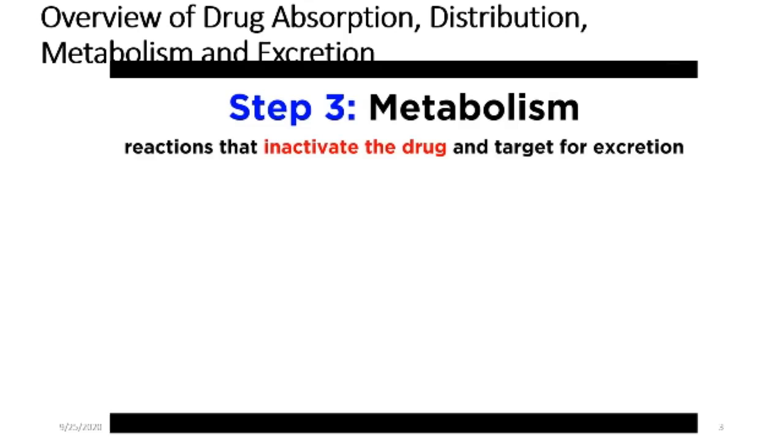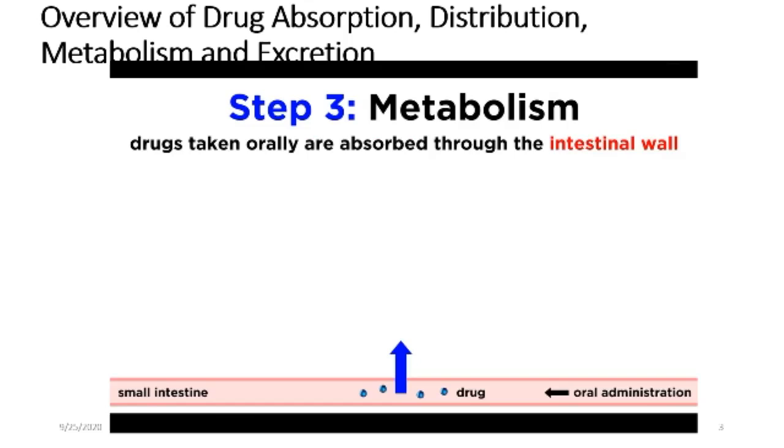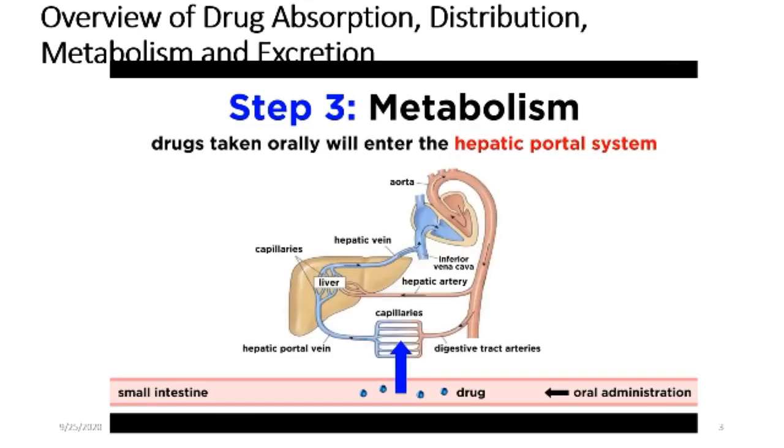This describes any chemical reactions that the drug may participate in, often aimed at inactivating it and targeting it for excretion. If a drug is traveling through the bloodstream, it is highly likely to be metabolized to some degree. For example, if a drug is taken orally, it will be absorbed through the intestinal wall, and for this reason, the part of the circulatory system it enters is a collection of blood vessels called the hepatic portal system. These carry blood directly to the liver, where they will be metabolized in some manner.